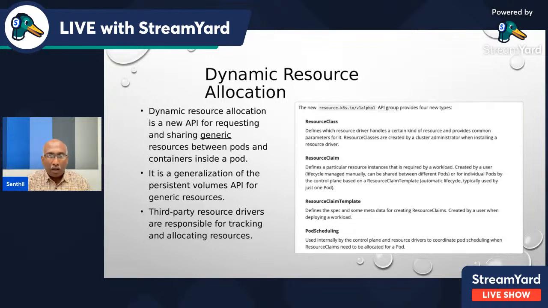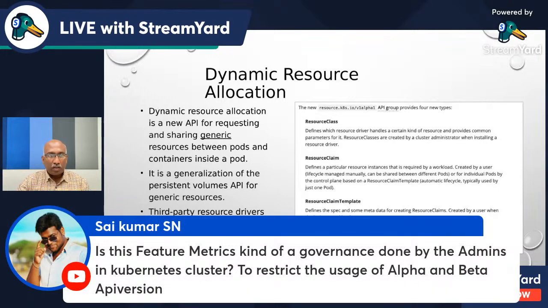Before I get into dynamic resource allocation, there is a question from Sai. Sai is asking, is this feature metrics kind of a governance done by the admins in the Kubernetes cluster to restrict the usage of alpha and beta API versions? Yeah, that's an excellent question.